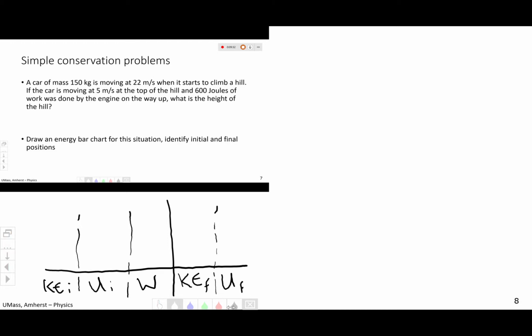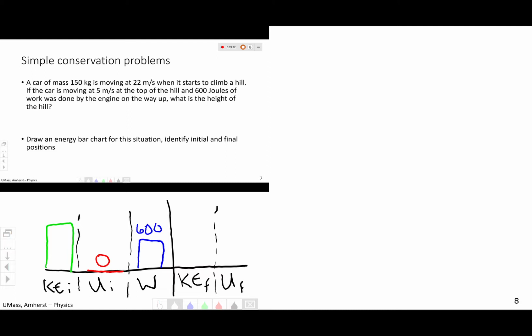Okay, so if this is the case, where is the energy going to be? Well, we know that we are moving at 22 meters per second at first, so we know we're going to have KEI. We're at the bottom of the hill initially, so this is going to be a 0. And we know that we do 600 joules of work. I'm going to give that a bar at 600 joules.